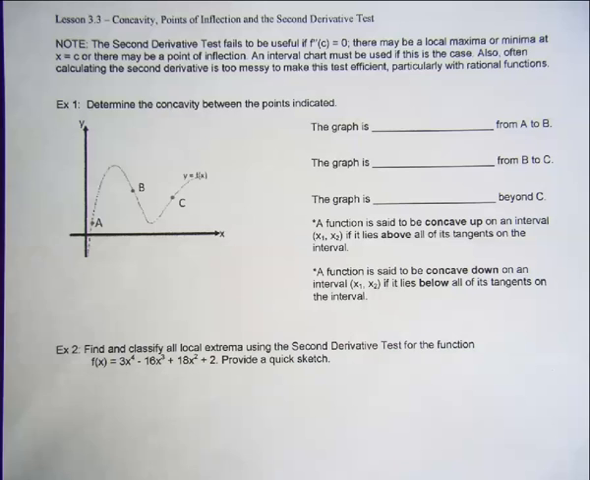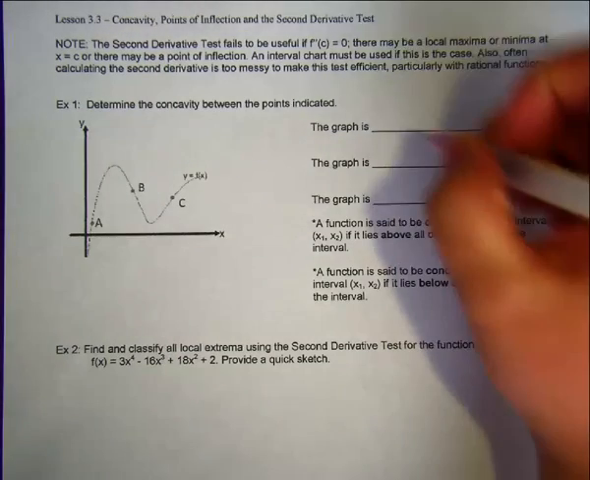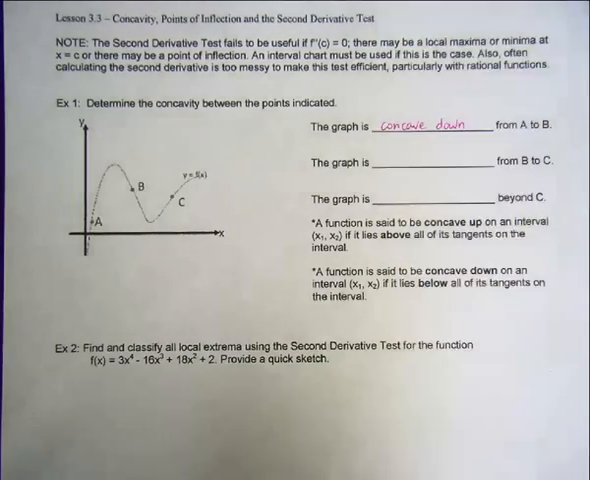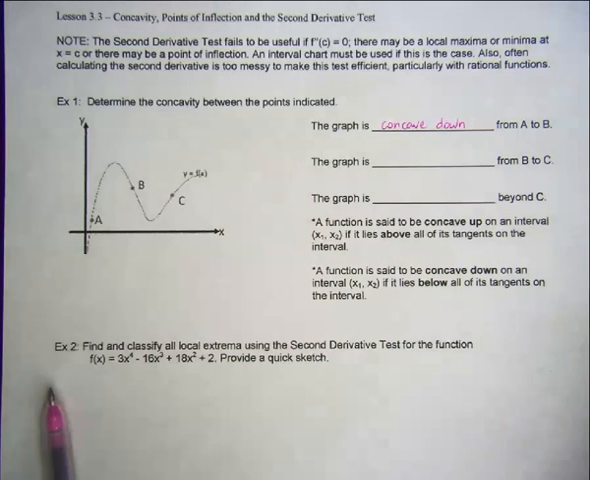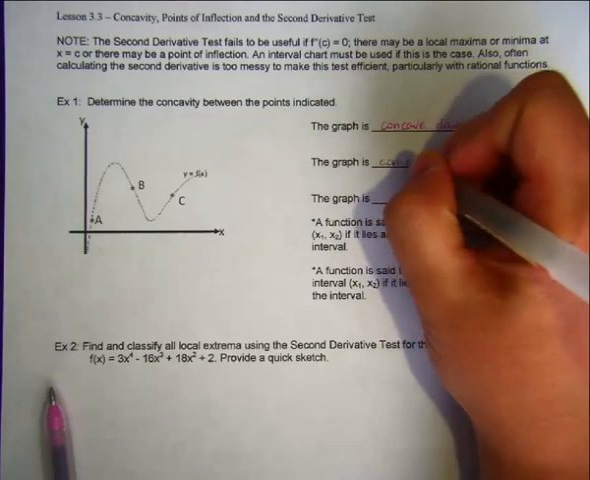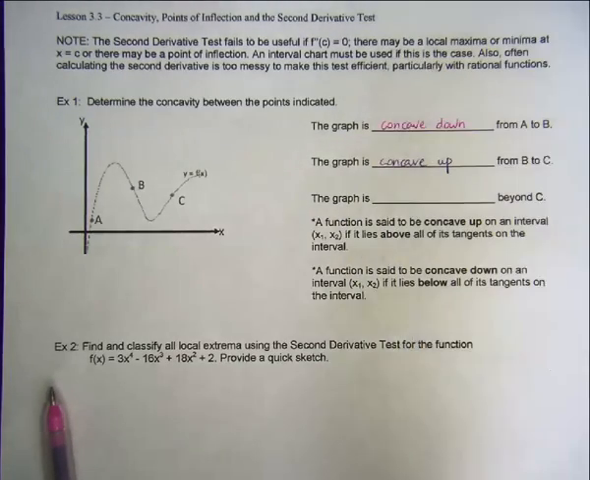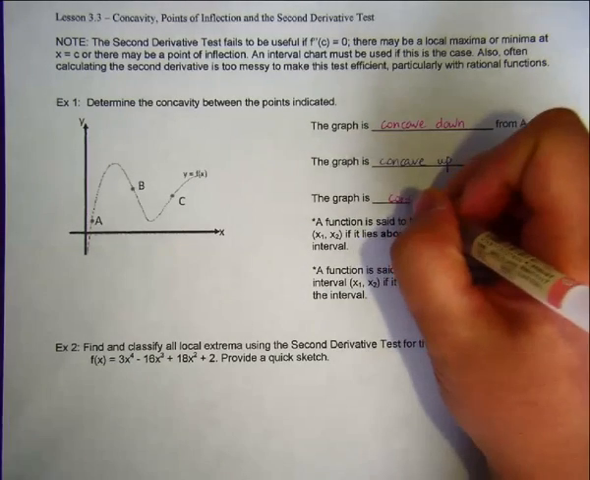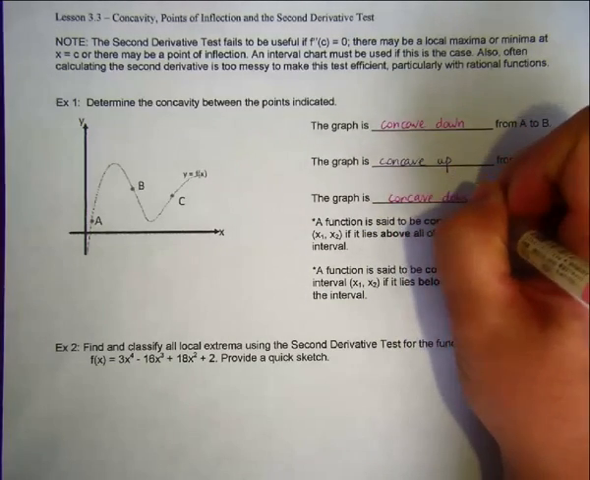Okay, example 1, determine the concavity between the points indicated. So from points A to B, we can see that the graph is going to be concave down. And from B to C, the graph will be concave up. Okay. And then the graph will be, once again, concave down beyond C.